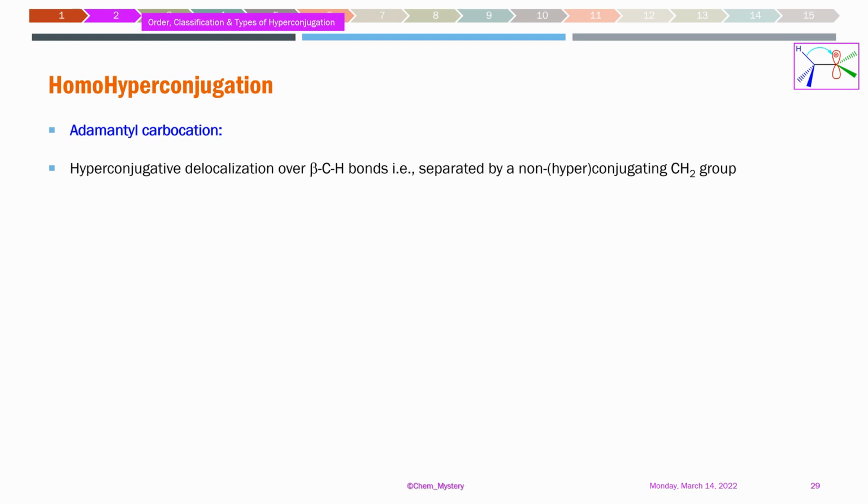That term we could have introduced actually. When we say normal hyperconjugation, we are saying alpha carbon hydrogen bonds are being delocalized. In homohyperconjugation, there are beta carbon hydrogen bonds which are being delocalized, across or through the non-hyperconjugating CH2 group. So in adamantane, 3 six-membered rings are joined together. This kind of molecule we are seeing is the adamantyl carbocation.